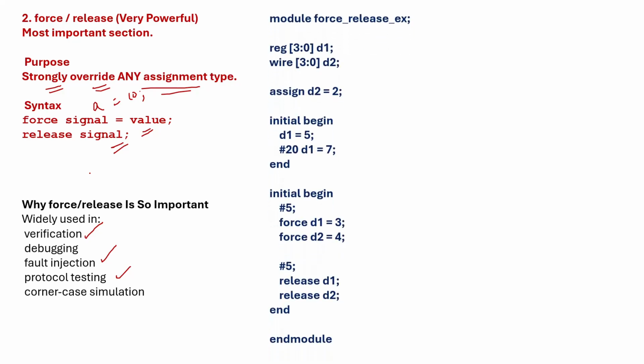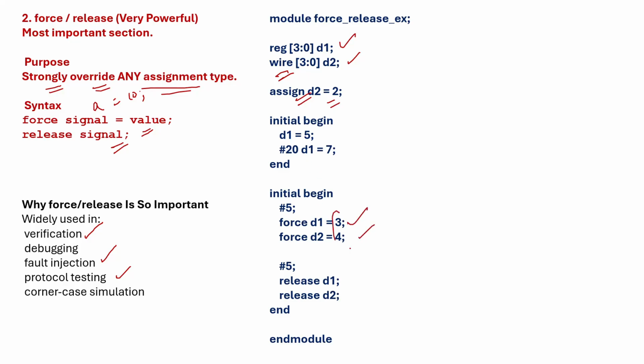Okay. Same thing. Same as assign and deassign, we are utilizing force and release in the same way. So here reg D1 and then wire D2. Anytime, anything we will override. So wire also we can override: assign D2 equal to 3, and then we take some force and release.